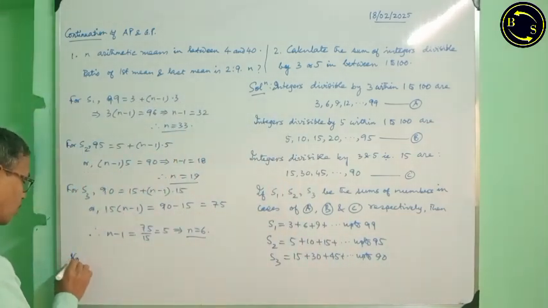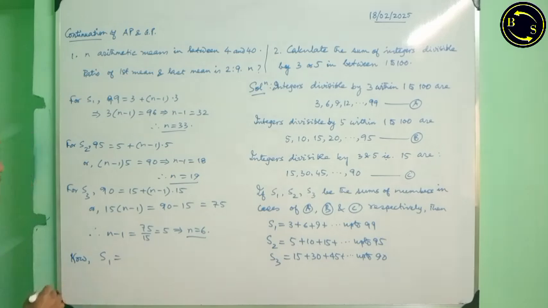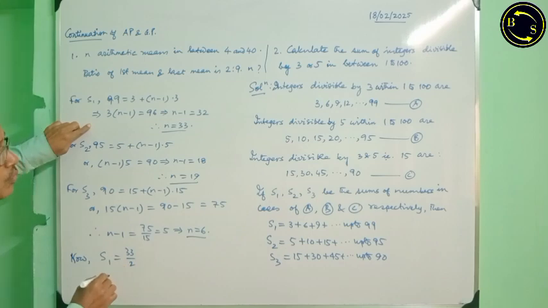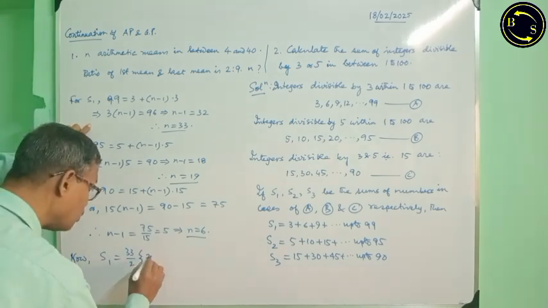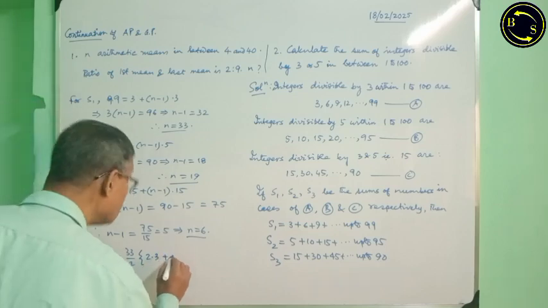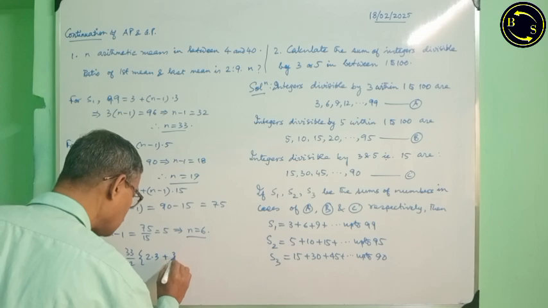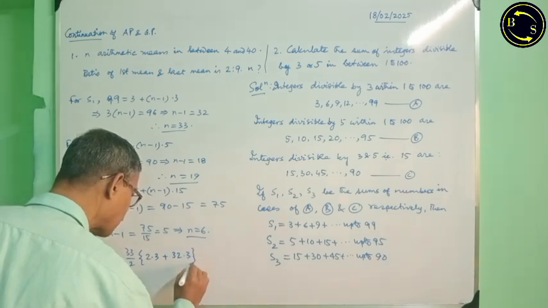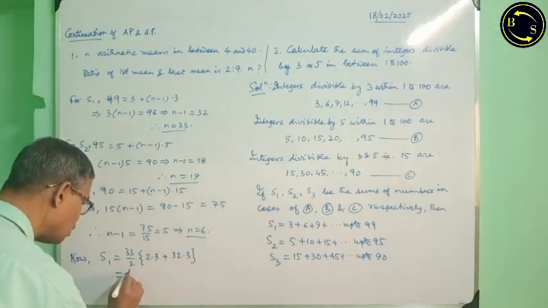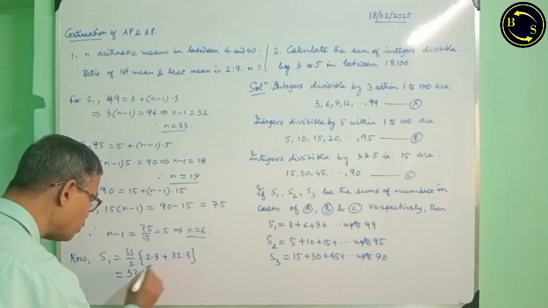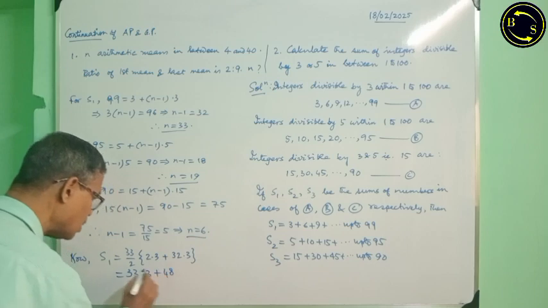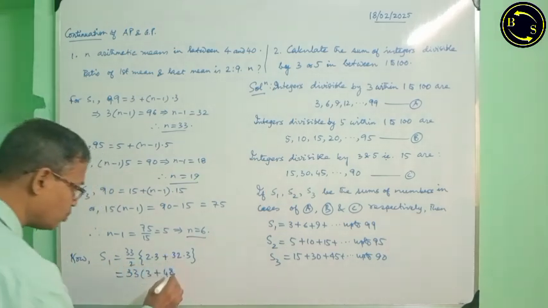Now, S1 is equal to 33 by 2 within brackets, 2a plus 33 minus 1, 32 into 3. 33, I divide both by 2, then it will be 3, it will be 48. 32 divided by 2, 16 into 3.